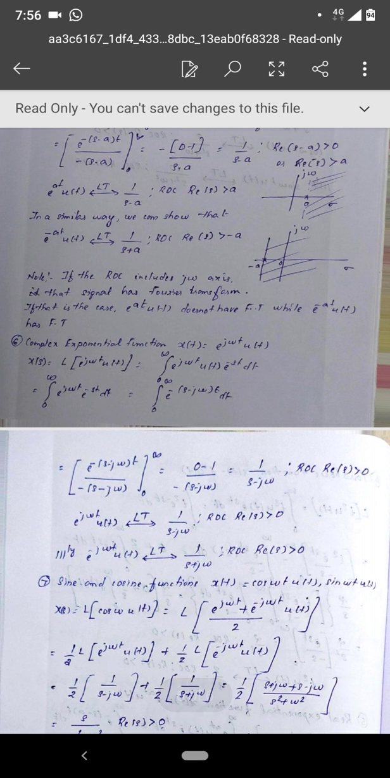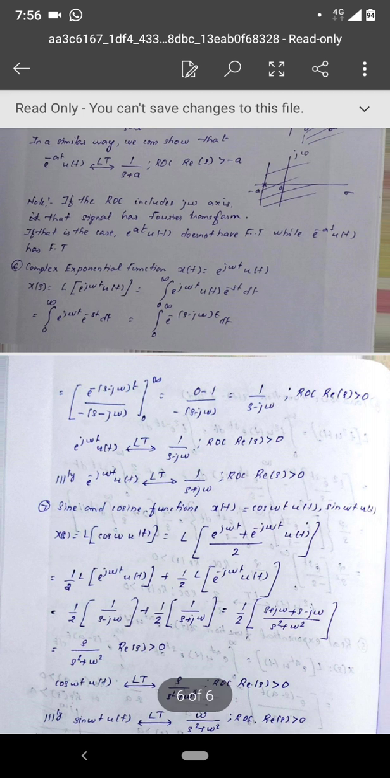Okay, and then the complex exponential function, that is x of t is equal to e raised to j omega t u of t. If you substitute, you will get the integral of e raised to minus (s minus j omega) t dt. Here j omega is actually the imaginary part, so we are only concerned about the sigma value, or the real part of s, and the result is 1 by s minus j omega.